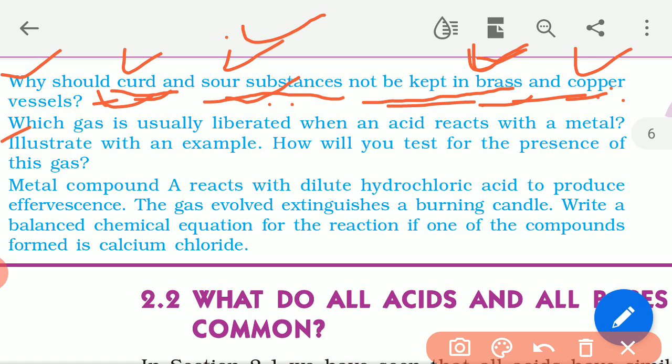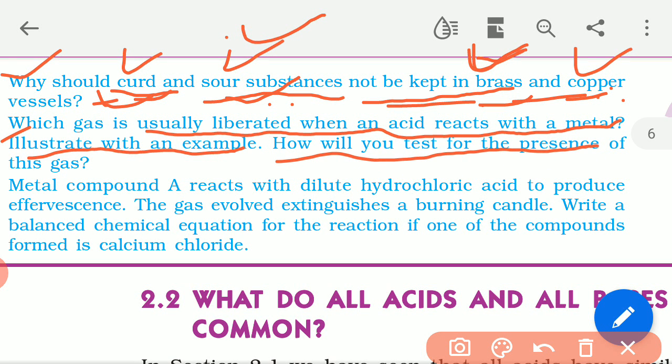Now question number 2: which gas is usually liberated when acid reacts with metal? Illustrate with an example. How will you test the presence of the gas? When metal reacts with acid, it forms hydrogen gas. The formula for hydrogen gas comes later in the equation. For example, Cu plus HCl gives CuCl2 plus H2; Cu plus H2SO4 gives CuSO4 plus H2.